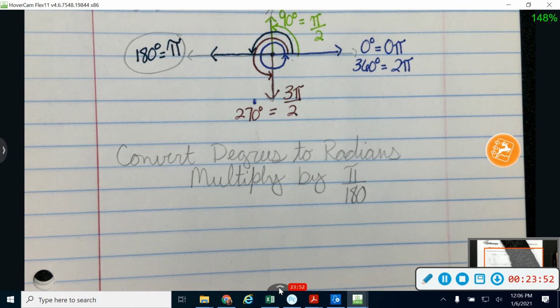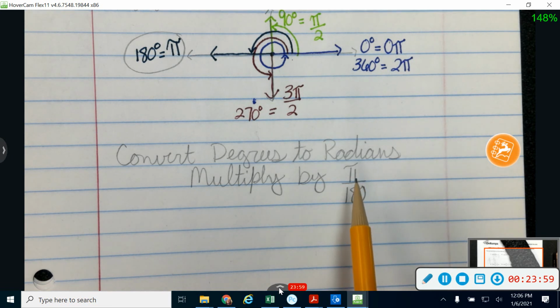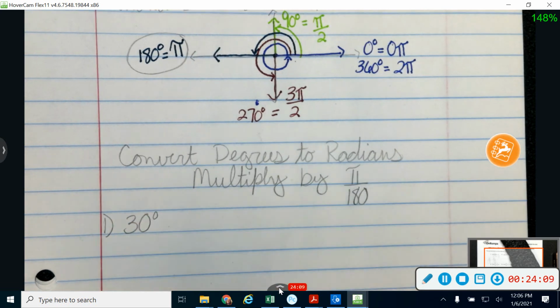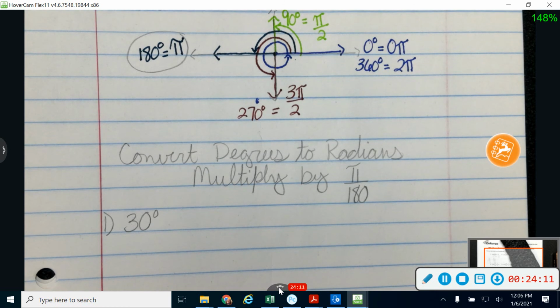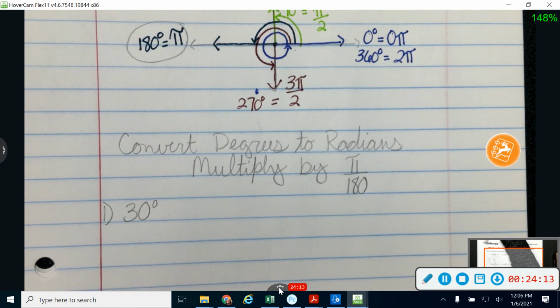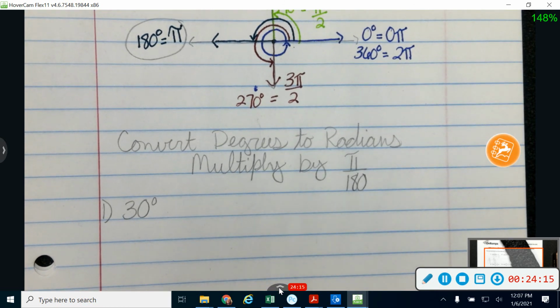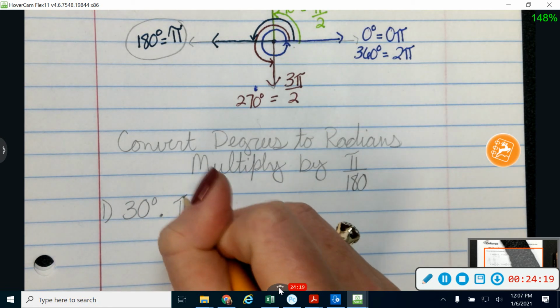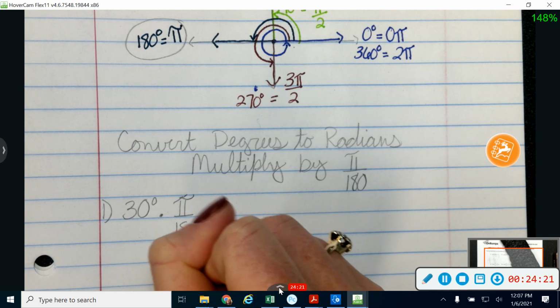Radians almost always have pi in them, and they're in the numerator. So if I want to change to radians, I'm going to multiply by pi in the numerator, so pi over 180. Let's try one. Let's start with 30 degrees. I'm going to take that 30 degrees and change it into radians. So I'm going to multiply by pi over 180.